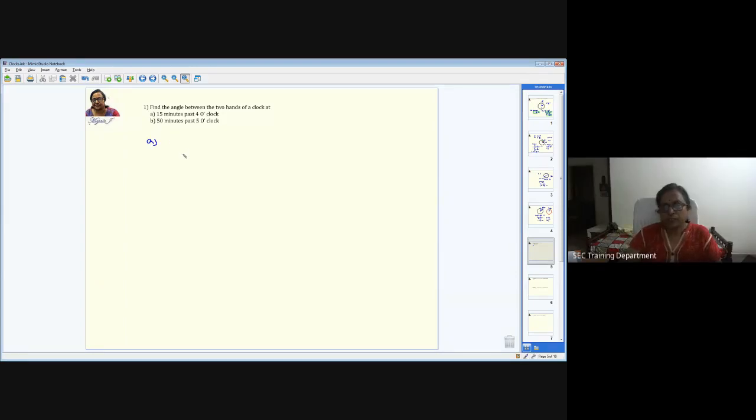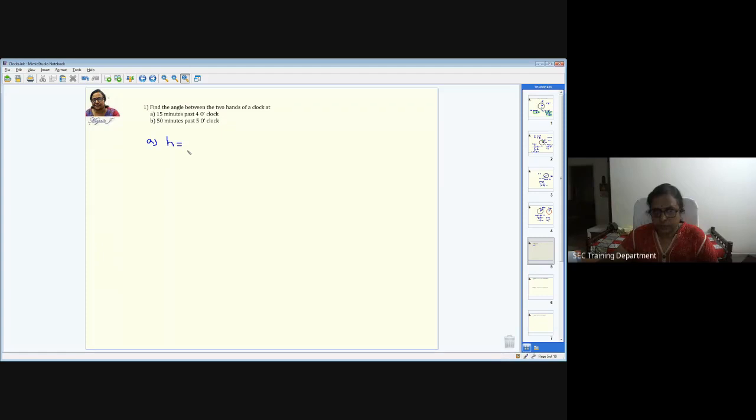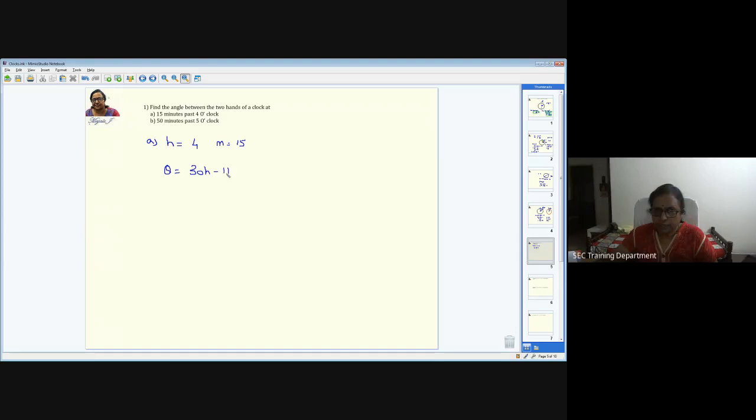So 15 minutes past 4 o'clock. You have to first determine what your H is. For the first problem, you can see that the time given here is 4 o'clock, so your hours is 4 and the minutes is 15. So you can apply that in the formula. What's the formula? Theta equals 30H minus 11 by 2M.